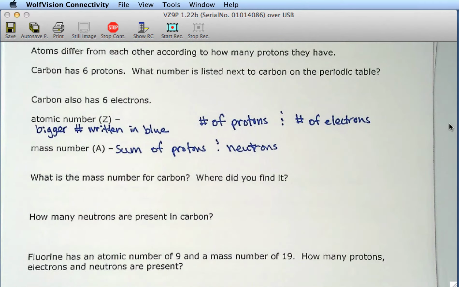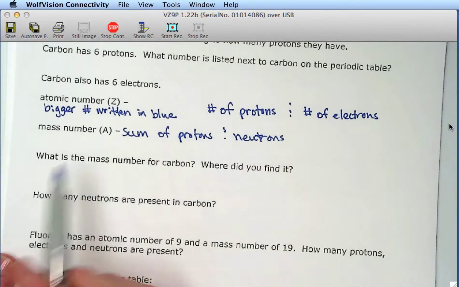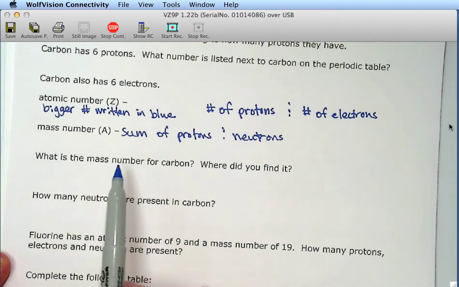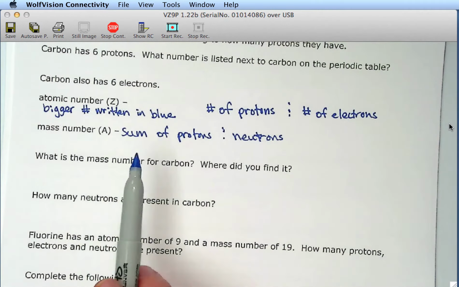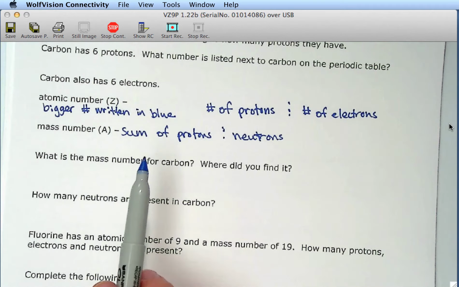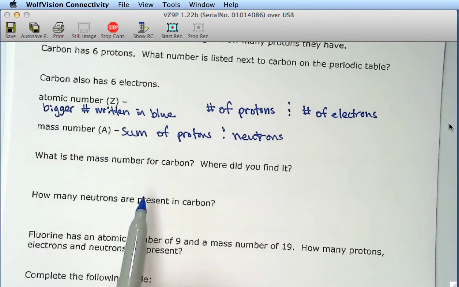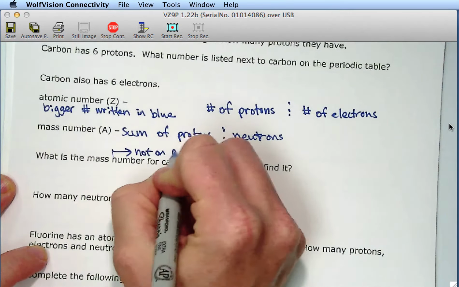So for carbon, what is the mass number for carbon? The mass number isn't given on the periodic table. The atomic weight is given on the periodic table. So I have to provide you with the mass number, or I have to provide you with the number of protons and the number of neutrons so you can calculate the mass number. Does that make sense? Okay, so the mass number, not on the periodic table.